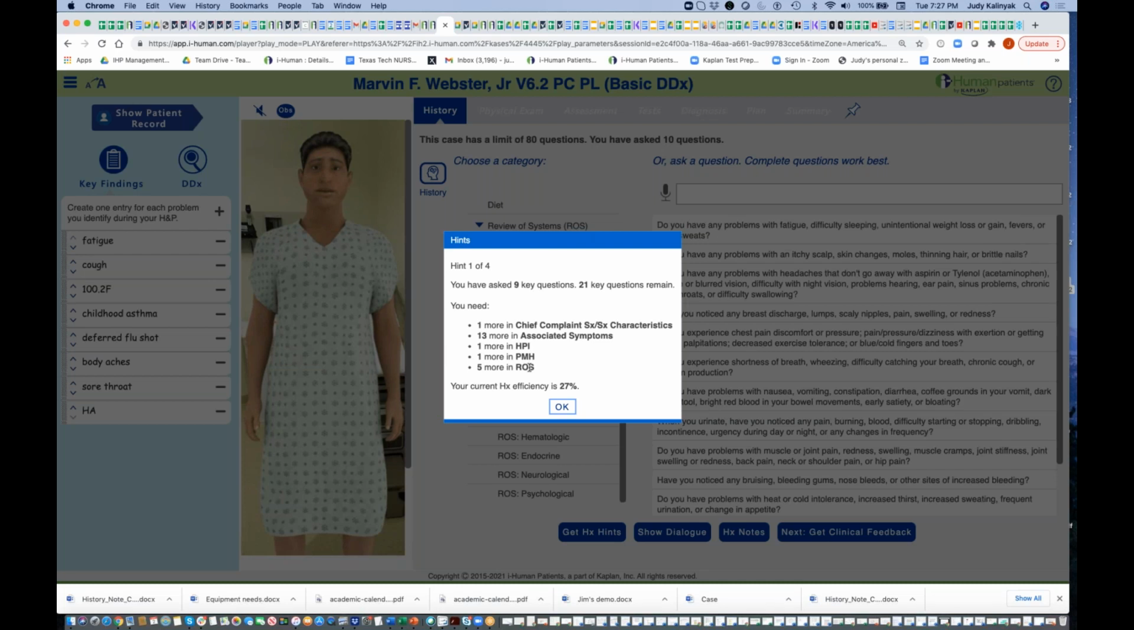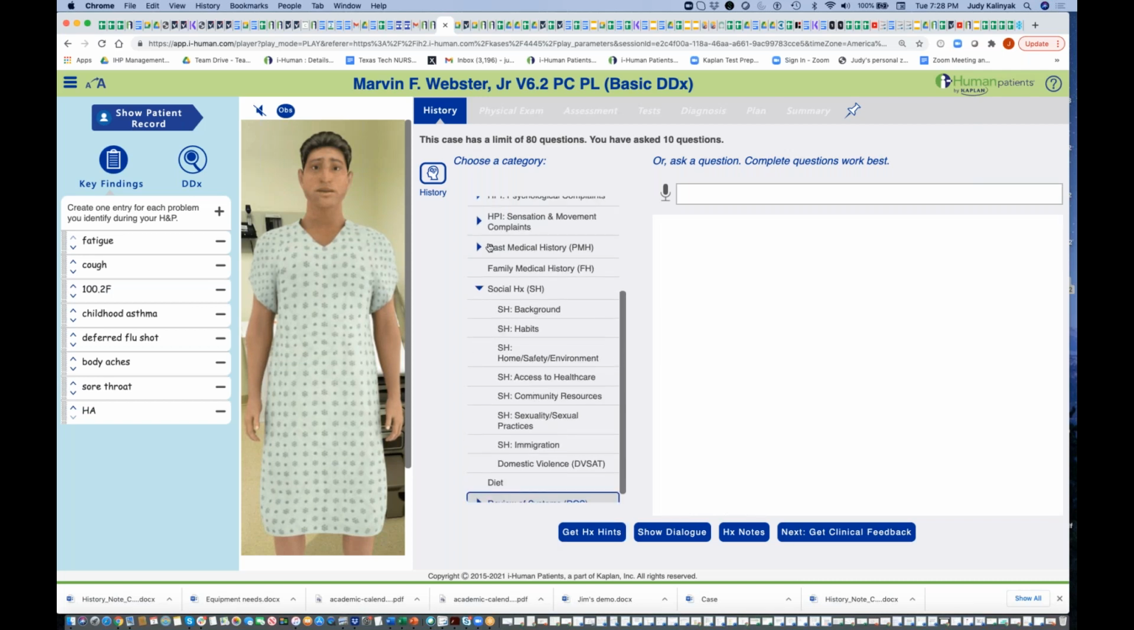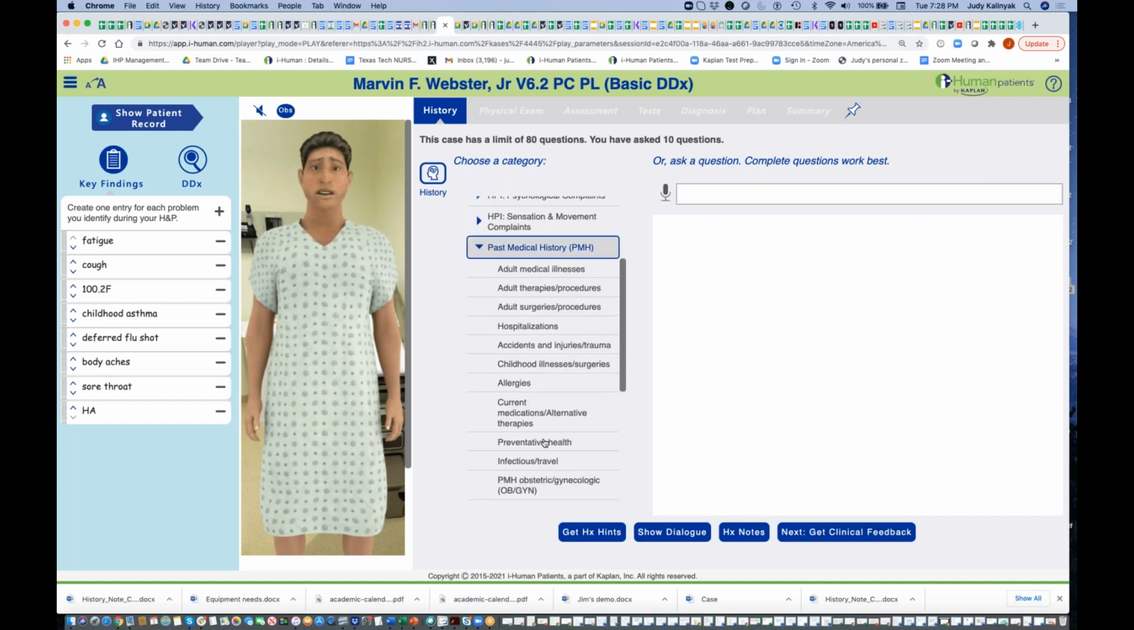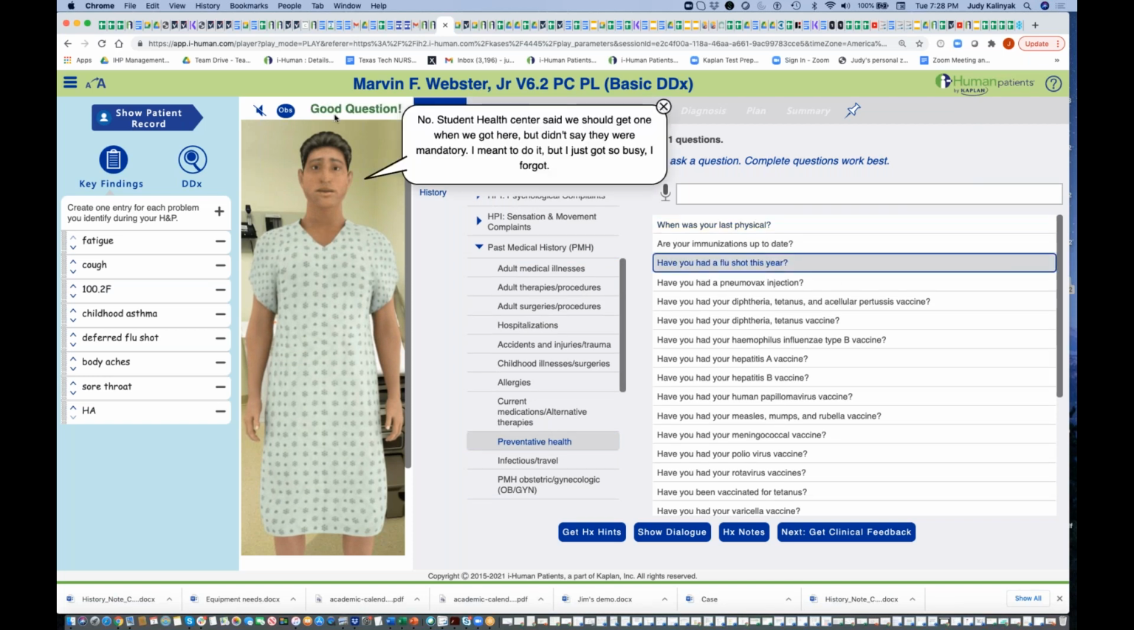1 more in past medical and 5 in the review of systems. I told you those 5. What's the 1 in the past medical history? Well, remember, he deferred his flu shot. If we go to past medical and we look at preventative health, sure enough, there's the flu shot. And sure enough, that was the other point. So you can see with this, we're giving you lots of assistance.